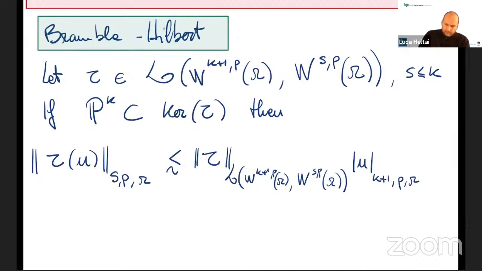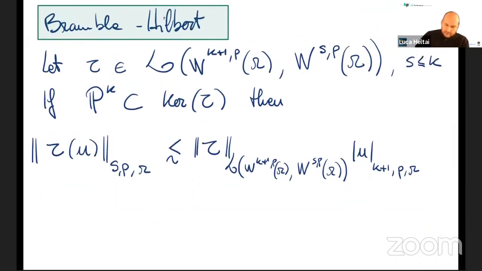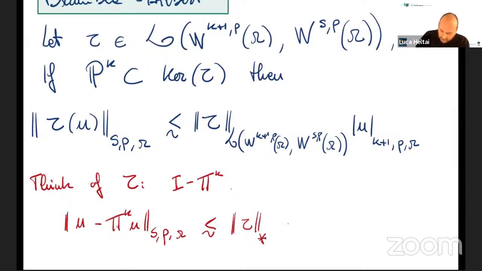Now, what this is telling us is that if you observe the structure of this object over here, and you think about the application to finite element methods, it would be useful, for example, if you had tau, which is the identity minus a projection P on the space P_k. In other words, you will be having something that tells you how the error between u and the projection on the polynomials of u behaves. And this will tell you that this is smaller or equal than tau star, let me simplify this, just simply tau star, times the seminorm of u in W^{k+1,p}(omega).